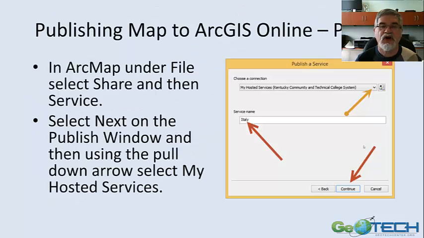So while you're still in ArcMap, under the File menu area, you'll see Share, and then you want to make a service. And when you do that, the figure that's showing on the screen should show up. First thing you need to do is come over here on the right-hand side, and you need to use that pull down. This is the same way we shared when we did before to your own ArcGIS server, but now we want to share to my hosted services.